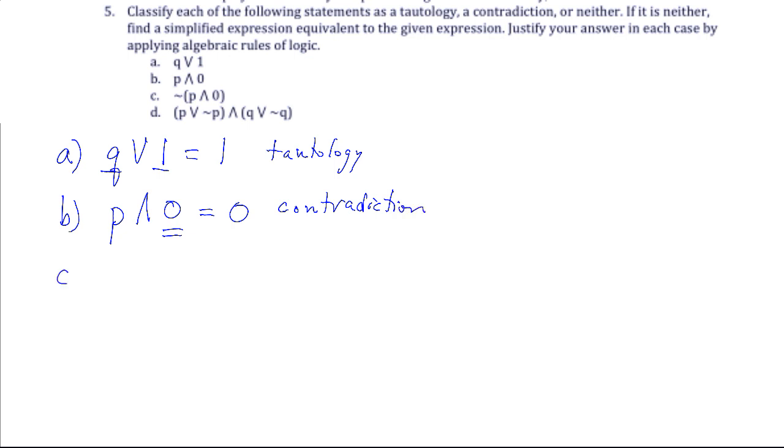Okay, part C, it says not the case that P and 0. And from part B, we know that P and 0 is a contradiction, so this is not 0, which is 1, which is a tautology.